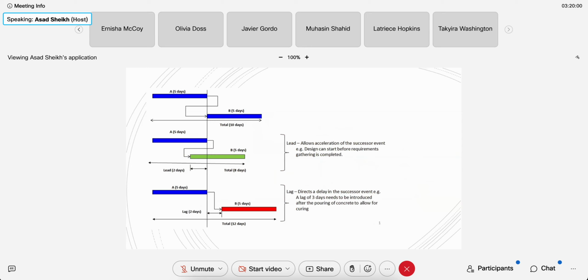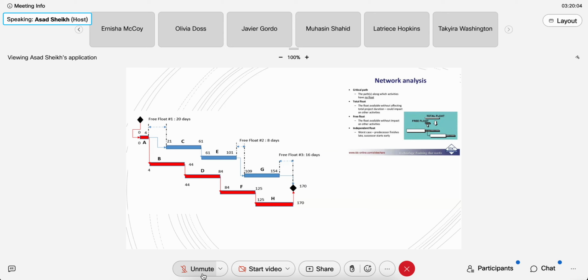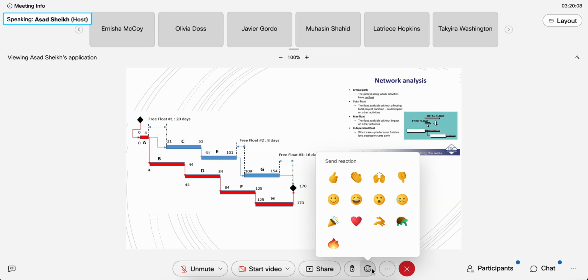Okay, so this is another example of lead and lag. You can look at it on your own. The same with free float. If you notice, the free float is almost like the lag here.